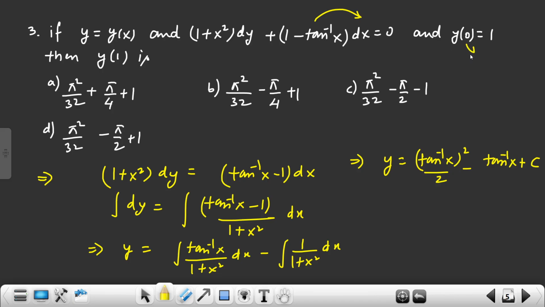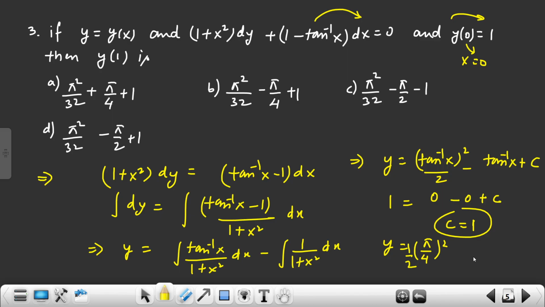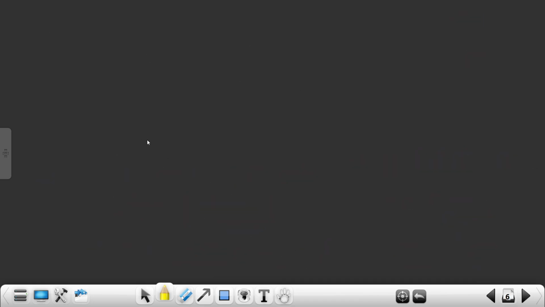Now they have given the value: x is 0, y is 1. So if x is 0, y is 1, 0 minus 0 plus c. So what is the c value coming? C value is 1. Now at x equals 1, what is the y value? At x equals 1, tan inverse 1 is how much? Pi by 4, its square by 2, minus pi by 4 plus 1. So 16 into 2, 32. So it is pi squared by 32 minus pi by 4 plus 1.